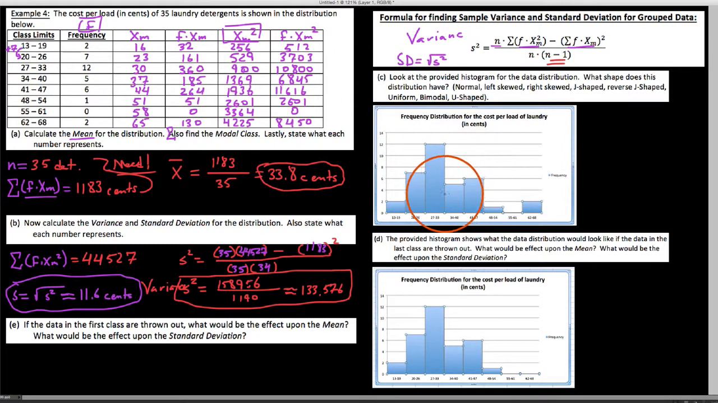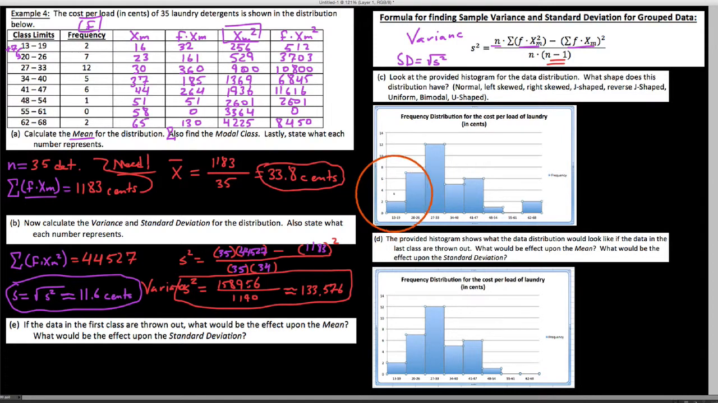If we look at this histogram here, what you see is the frequency distribution graphed as a histogram, and this is the cost per load in cents, where this is how many detergents lie in each of these classes at the bottom. So you have money data at the bottom and how many things lie within these class ranges. What I want to do is ask some questions about this. First of all, looking at this histogram, what shape does this distribution have?